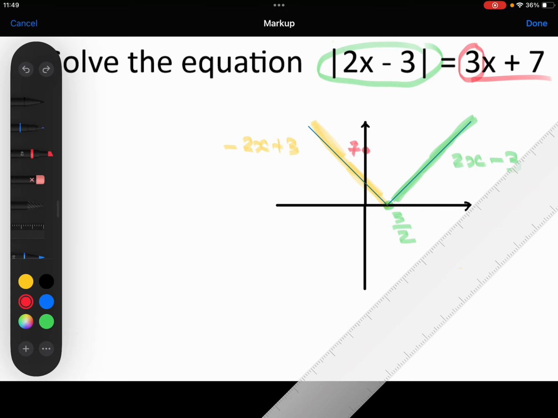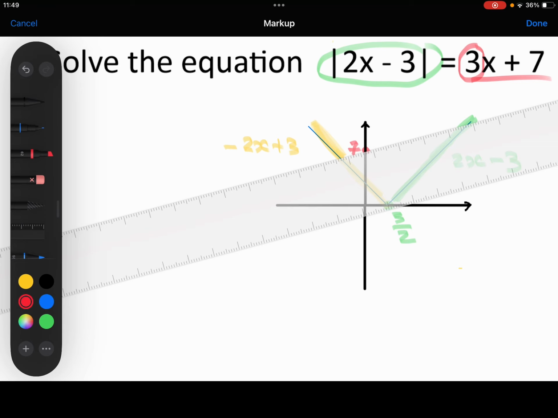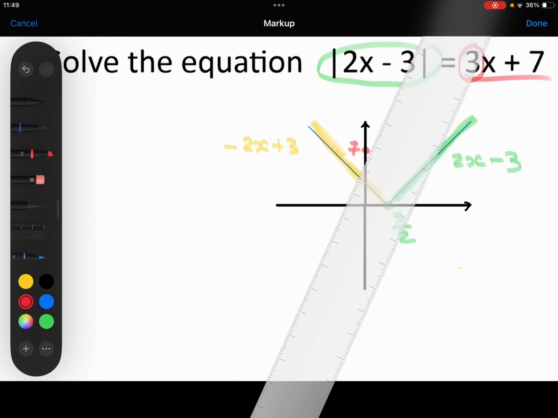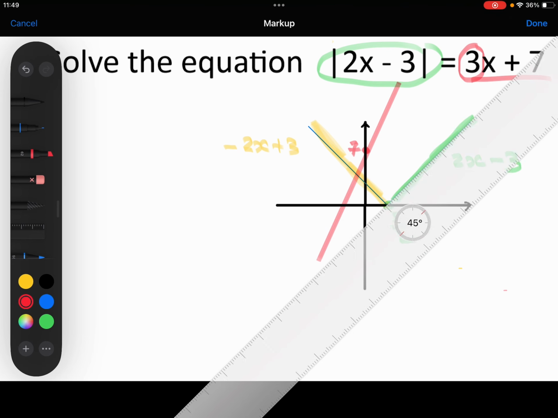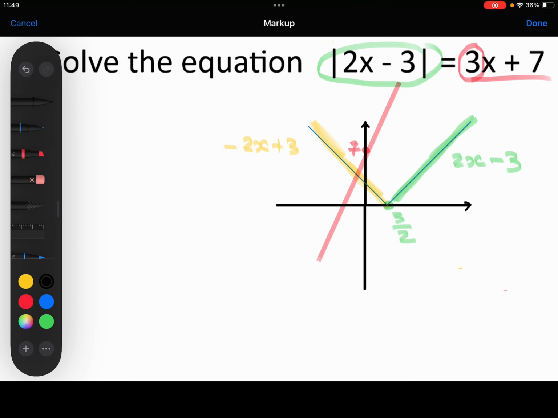If I draw this line like this, that's wrong. It has to be steeper than the green line. So I'm going to draw it like this. This is steeper than that. That's a gradient of 2. That's a gradient of 3. Now, the crucial thing there then is that means that actually there's only going to be one solution to this equation because the red line is not going to intersect with the green line.